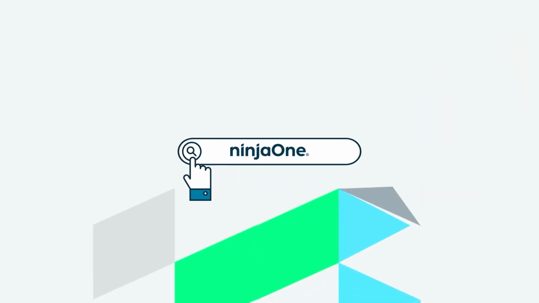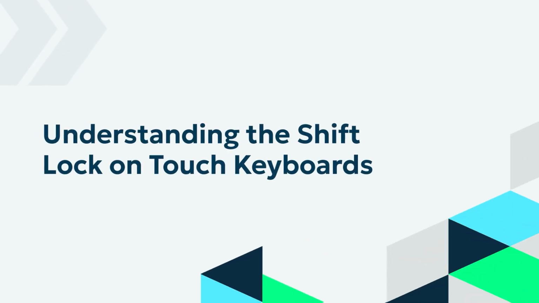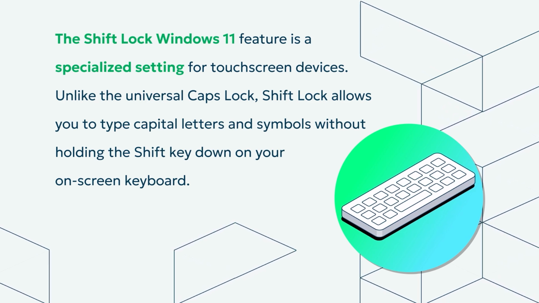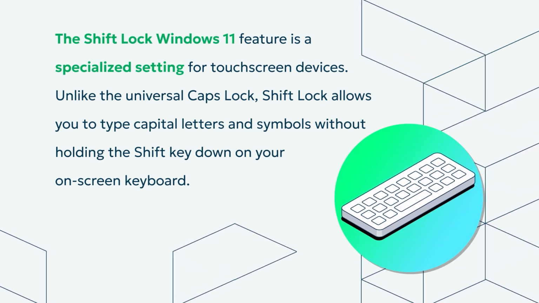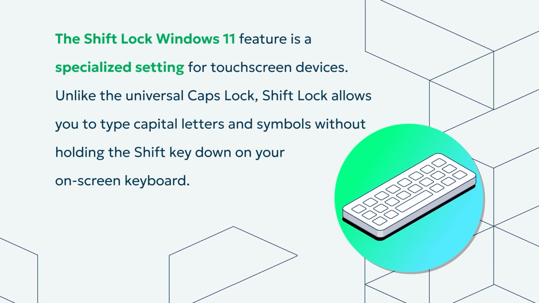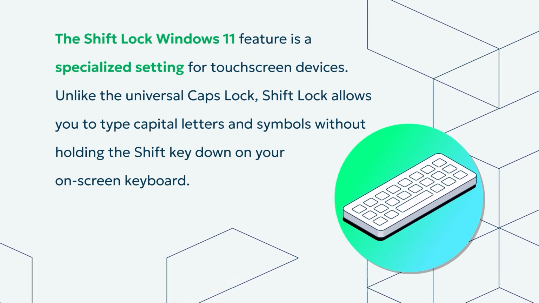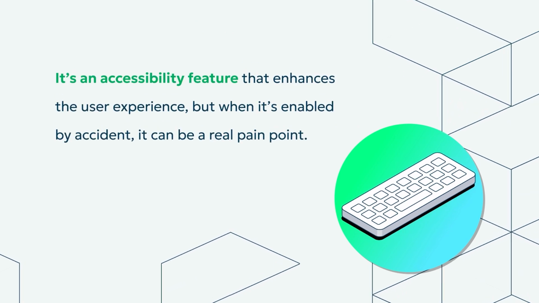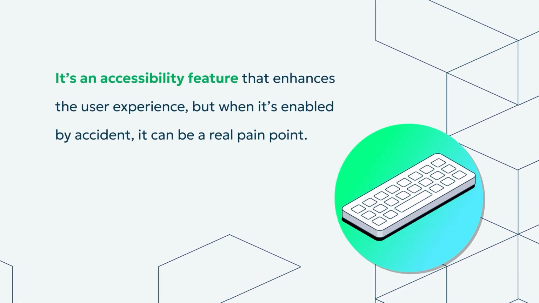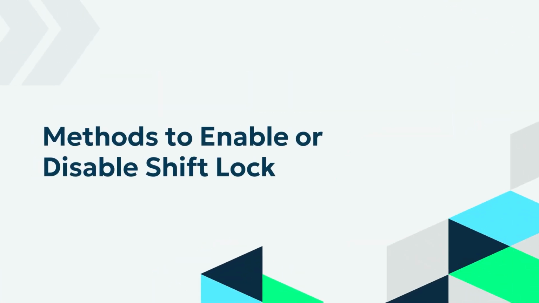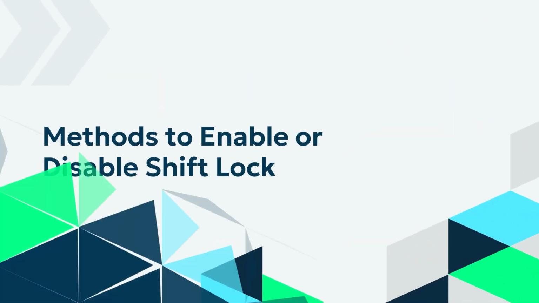Understanding the Shift Lock on touch keyboards. The Shift Lock Windows 11 feature is a specialized setting for touchscreen devices. Unlike the universal Caps Lock, Shift Lock allows you to type capital letters and symbols without holding the Shift key down on your on-screen keyboard. It's an accessibility feature that enhances the user experience, but when it's enabled by accident, it can be a real pain point.